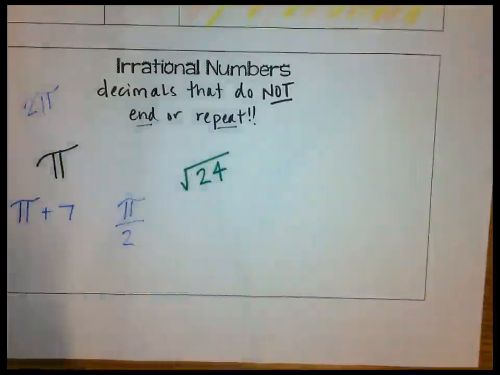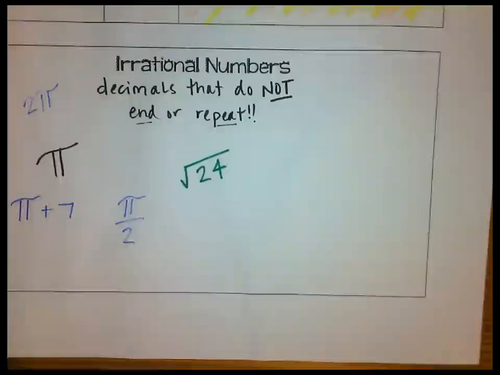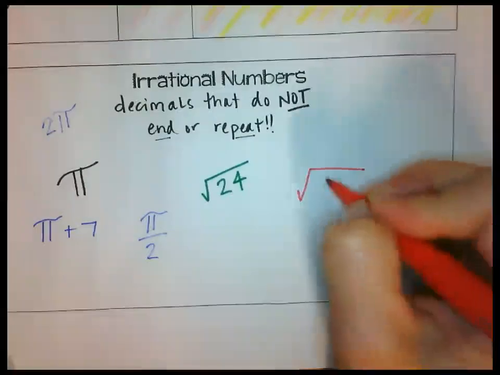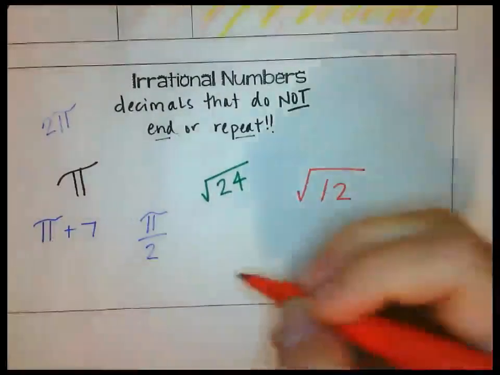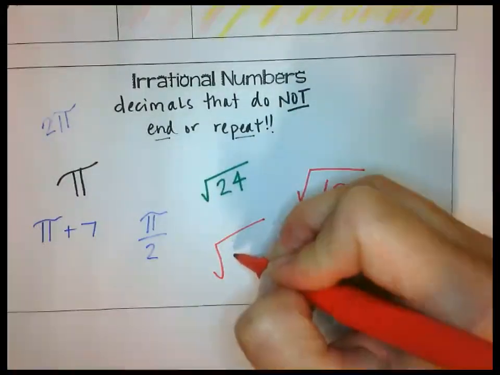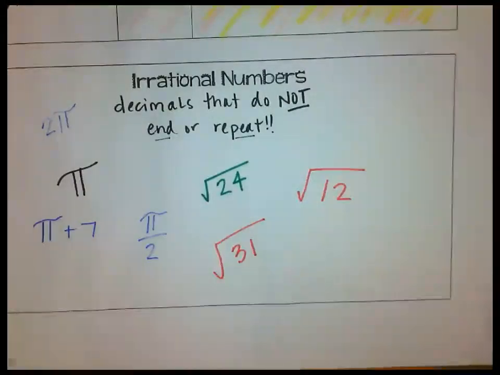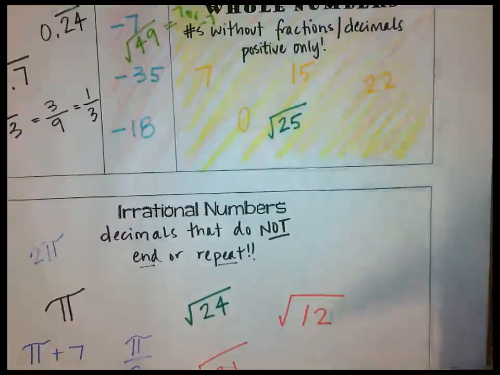What we don't know are the ones that we don't have flashcards for. So anything that doesn't have a flashcard is going to be an irrational number. So square root of 12. 12 was not one of our flashcard numbers. The square root of 31. 31 was not one of our perfect squares. So what we're adding on here are the square roots.